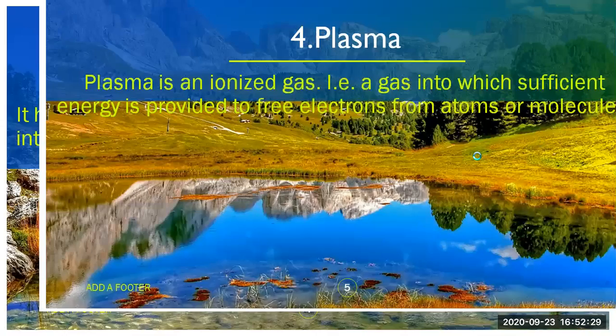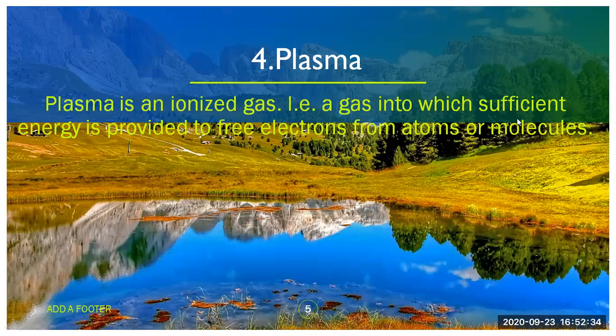Then, the fourth state of matter is plasma. Plasma is an ionized gas, that is, a gas into which sufficient energy is provided to free electrons from atoms or molecules. So, plasma is a gas into which energy is provided. Energy is provided for freeing the electrons from the atoms or molecules of the matter.